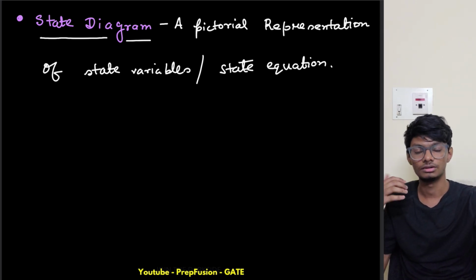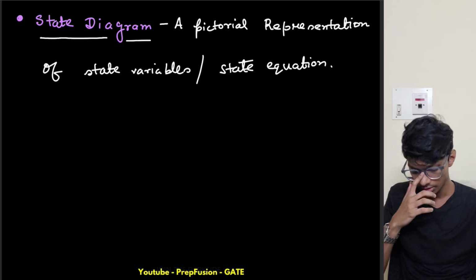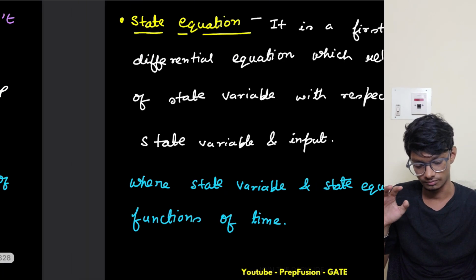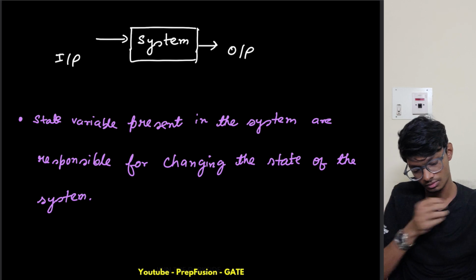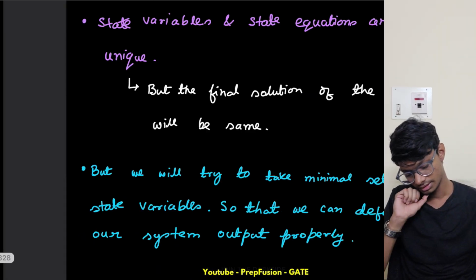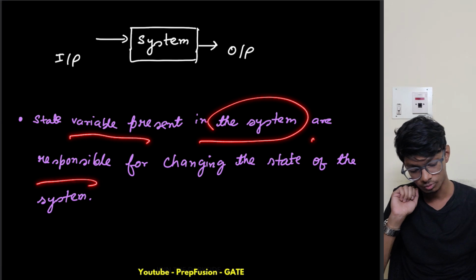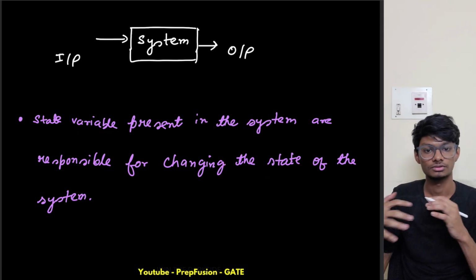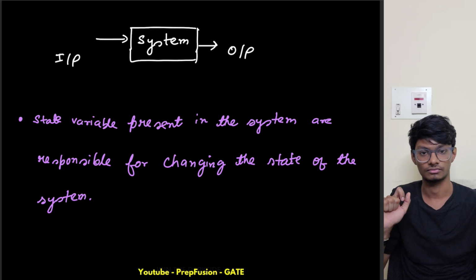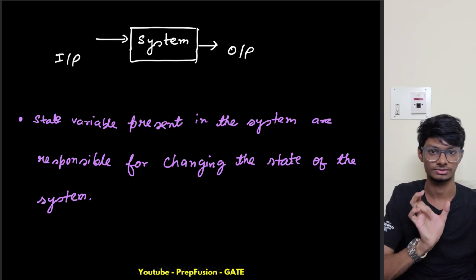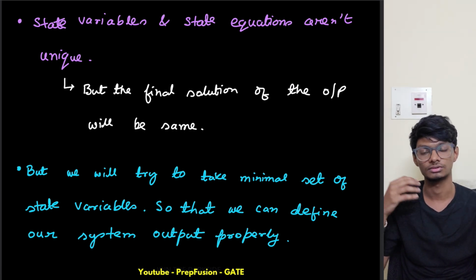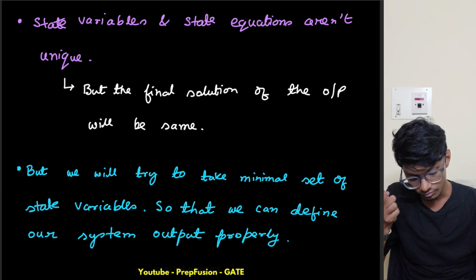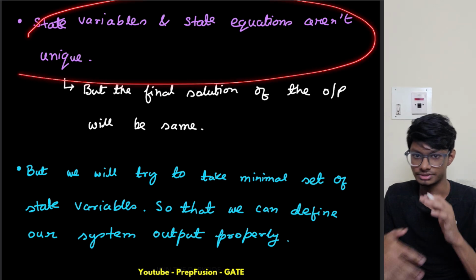Now let's revise a bit what I taught you just now. We learned three terms. The first one was the state variable. State variables present in the system are responsible for changing the state of the system. Those will be our state variables. By state I hope you understand whichever affects the system, the output of the system or anything, that will be our state variable. Now one thing is state variables and state equations aren't unique.